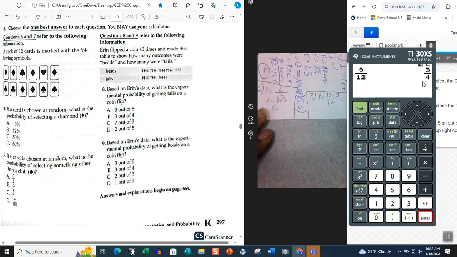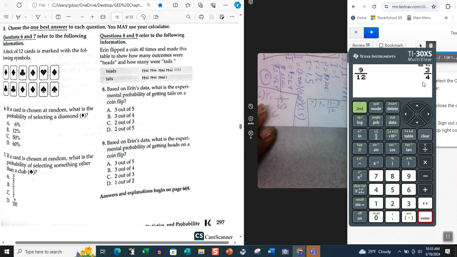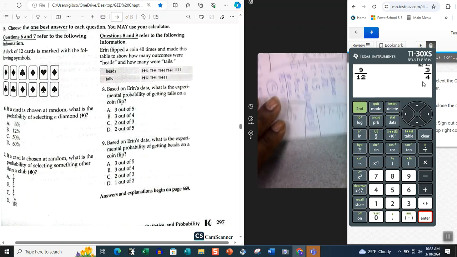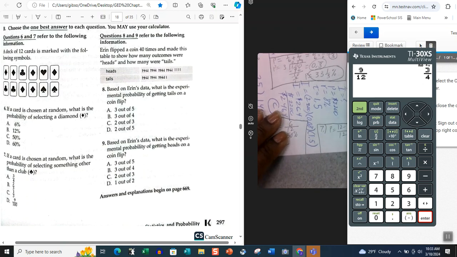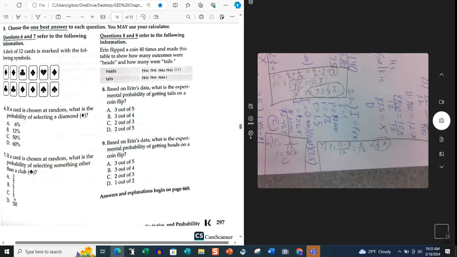Okay, now, number 8. It says questions 8 and 9 refer to the following information. Aaron flipped a coin 40 times and made this table to show how many outcomes were heads and how many were tails. Based on Aaron's data, what is the experimental probability of getting tails on a coin flip? Okay, now, if you notice here, unlike the other problems we did, we actually have the out of.